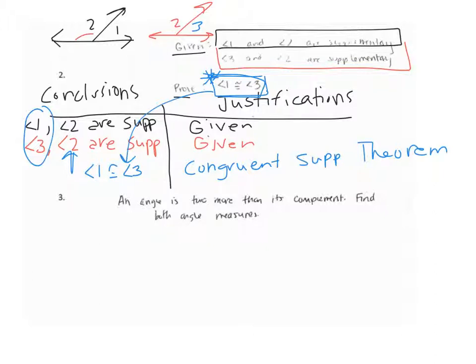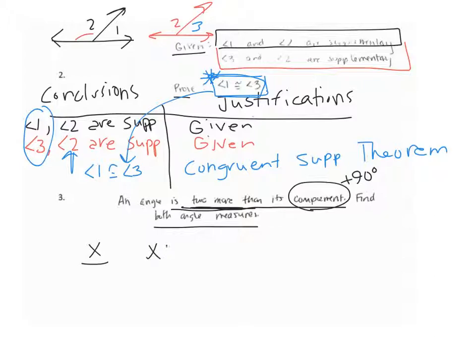Okay, the next type of problem. An angle is 2 more than its complement. Find both angle measures. So we know complement means they add up to 90. So an angle, we'll let that be x, is 2 more. So the next one has to be x plus 2. Both of these added together have to be 90.